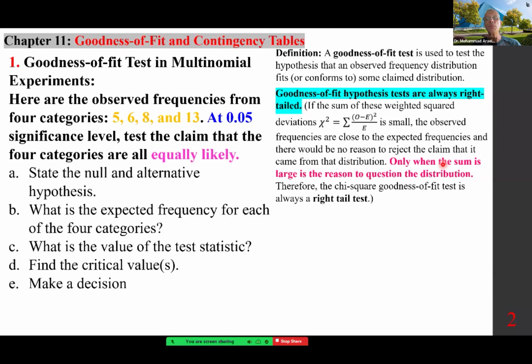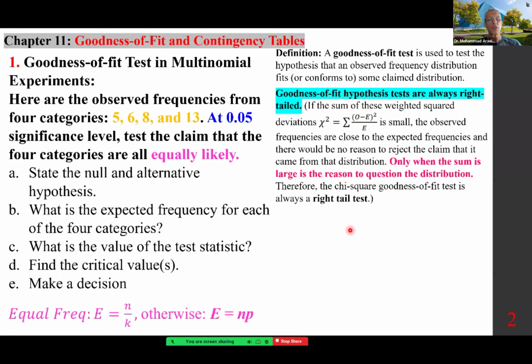Only when the sum is large is there reason to question the distribution. Therefore, the chi-square goodness of fit test is always a right-tailed test. In other words, when this is small, you fail to reject the null hypothesis.